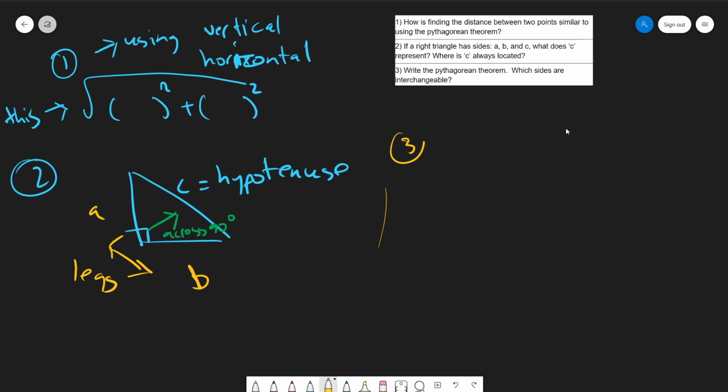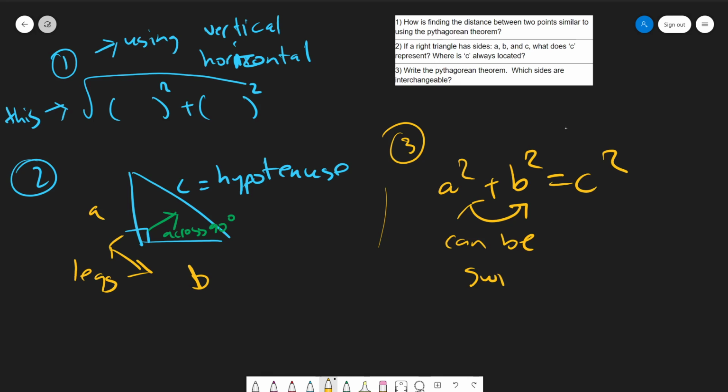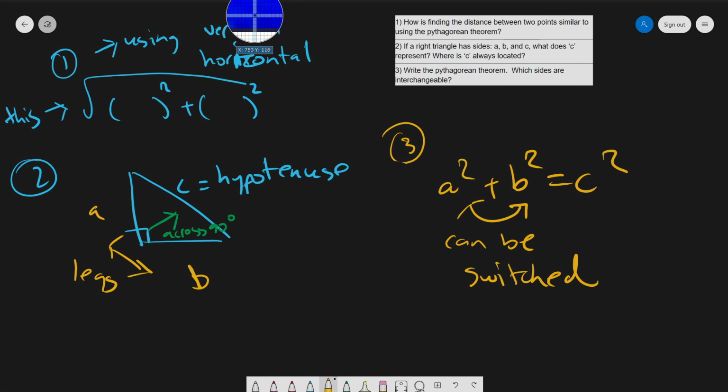Cool. And then what's our Pythagorean theorem? A squared plus B squared equals C squared. And which sides are interchangeable? A and B can be switched. B squared plus A squared is the same thing as A squared plus B squared. Alright, so those are the first 3.